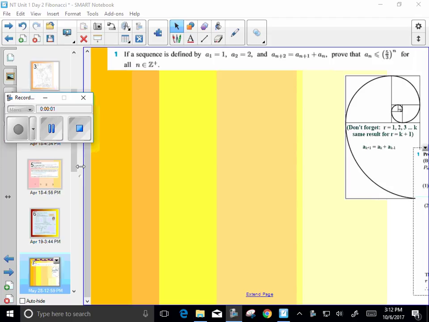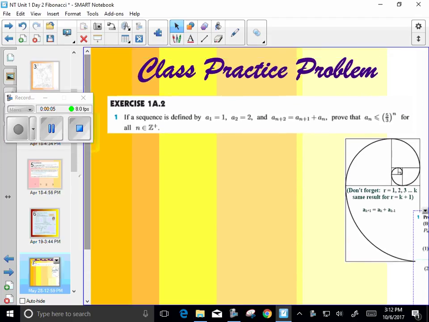Here's an interesting problem for the strong math induction proof. Great example. We have a1 equals 1, a2 equals 2, and then a(n+2), the second term, is equal to the sum of the two previous terms. Sound familiar? That's Fibonacci in a nutshell.